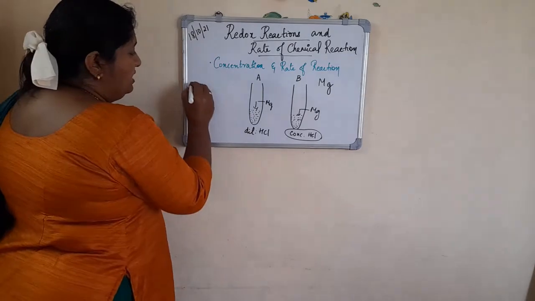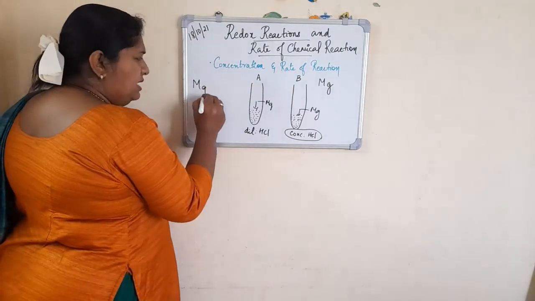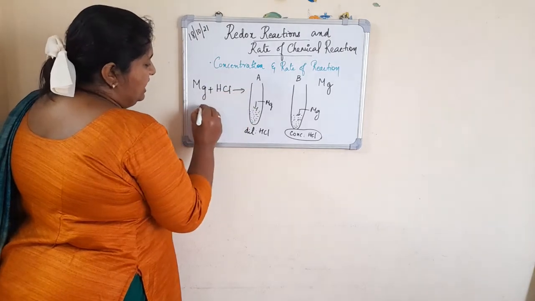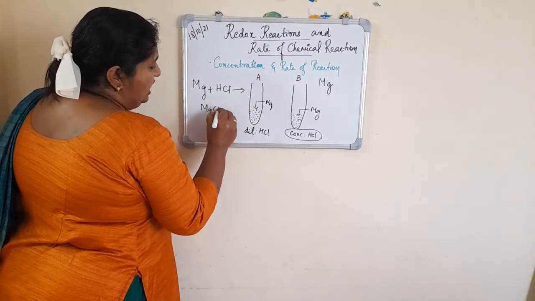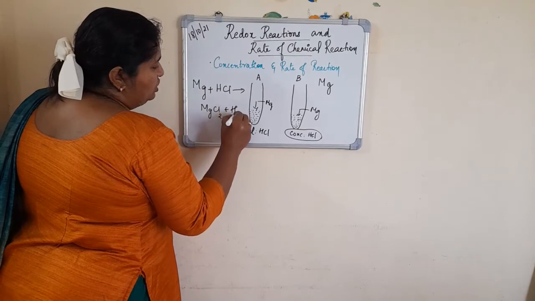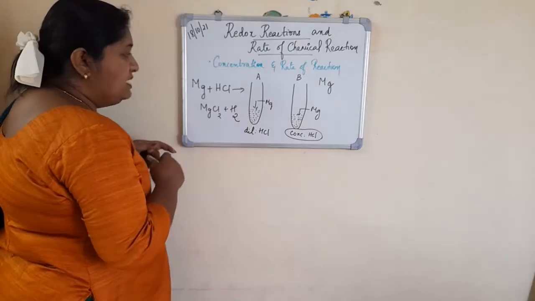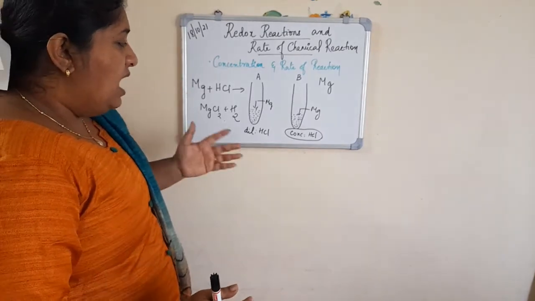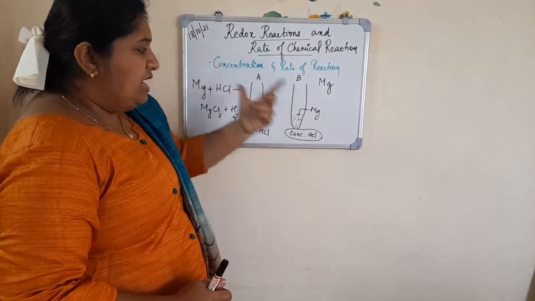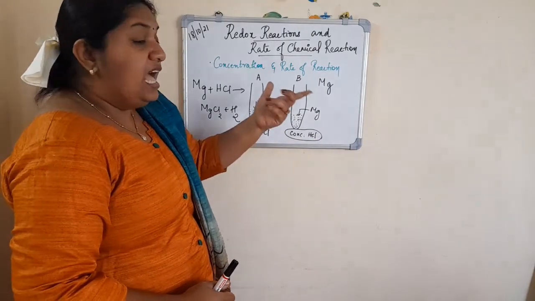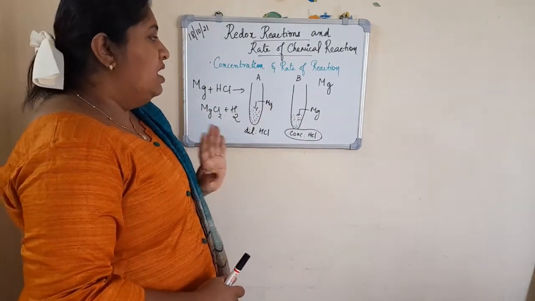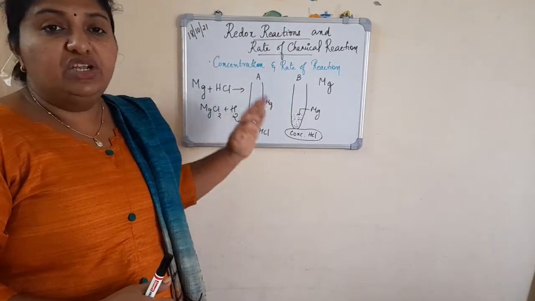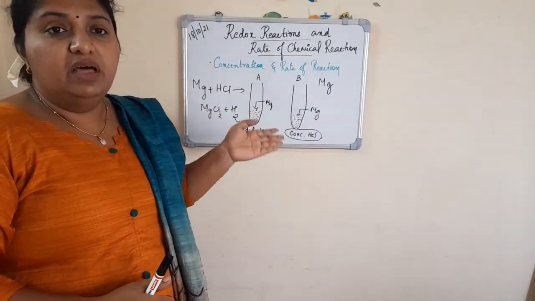So how can I write the equation? In both the test tubes, the equation will be like this. Mg plus HCl gives MgCl2 plus hydrogen. In both the test tubes, the reaction is the same. But what I want to tell you is that depending upon the concentration of the reactant, the speed of the reaction becomes faster. So this is one factor in which concentration is affecting the rate of the reaction.